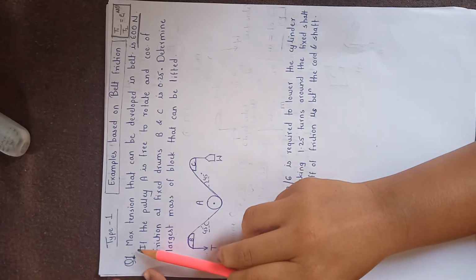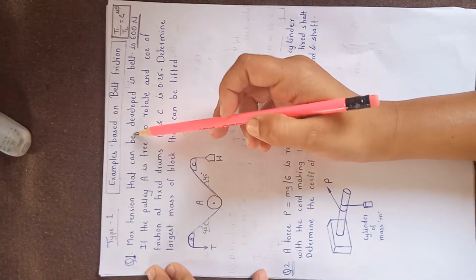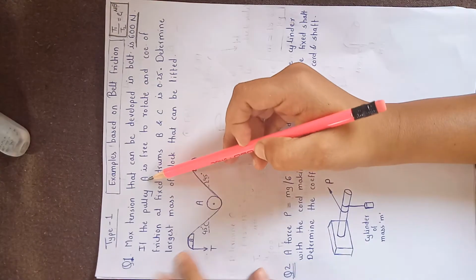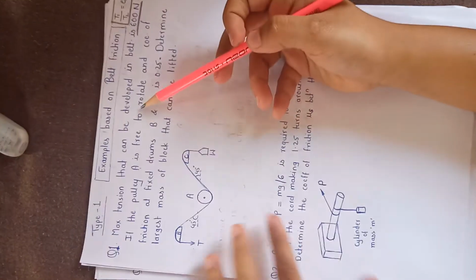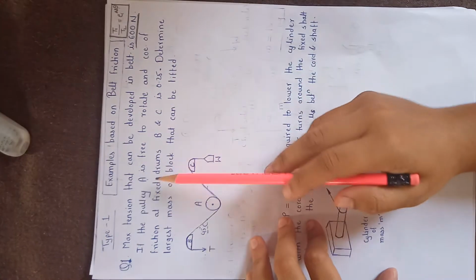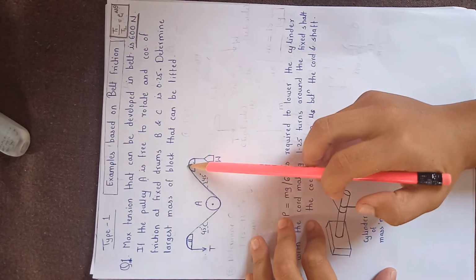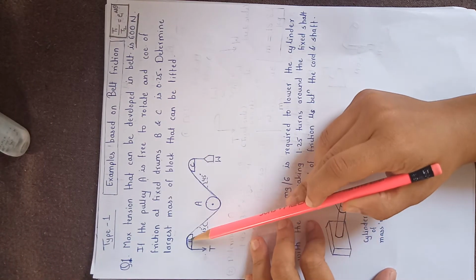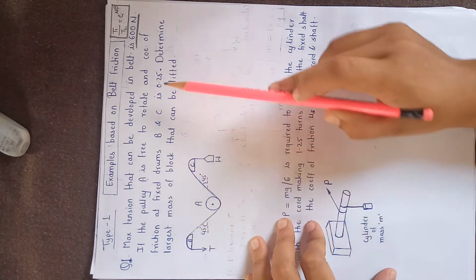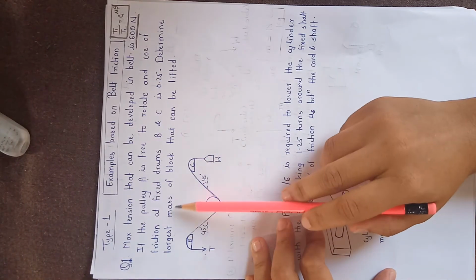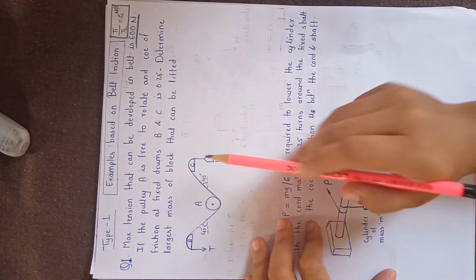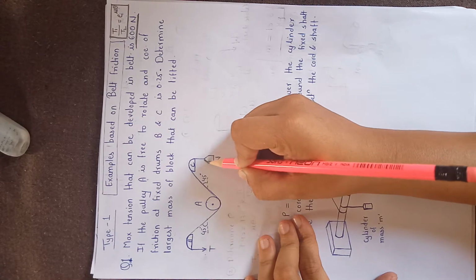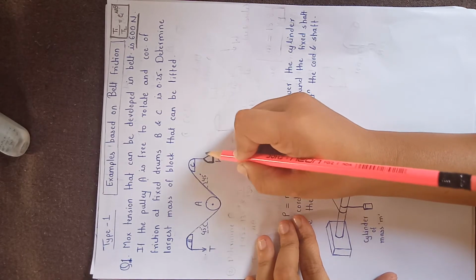Let's start the sum. Maximum tension that can be developed in belt is 600 Newton, if pulley A is free to rotate and coefficient of friction at fixed drums B and C is 0.25. Coefficient of friction between pulley and belt is 0.25. Determine the largest mass of block that can be lifted. So we have to find the largest mass of this block that can be lifted up.